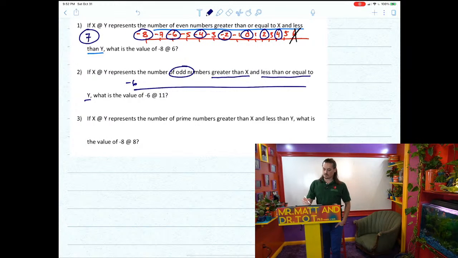It has to be greater than negative 6, so we're not allowed to count negative 6, but all of the odd values that are greater than negative 6 and less than or equal to positive 11 would be negative 5, negative 3, negative 1, positive 1, positive 3, positive 5, positive 7, positive 9, and positive 11. So we'd have 1, 2, 3, 4, 5, 6, 7, 8, 9. So 9 is the answer to number 2.